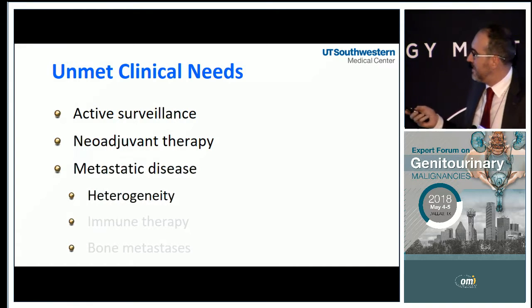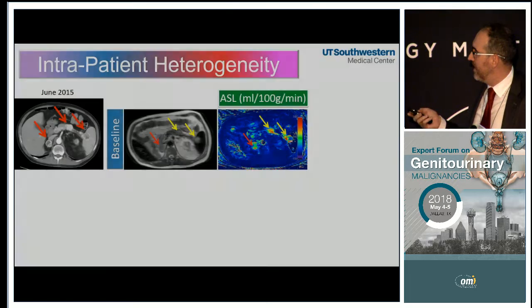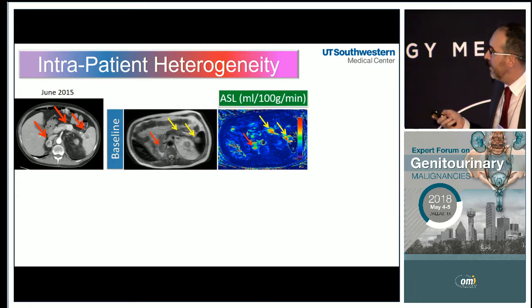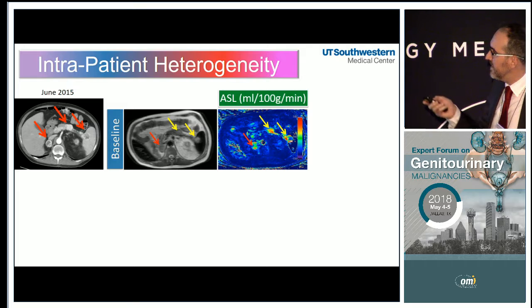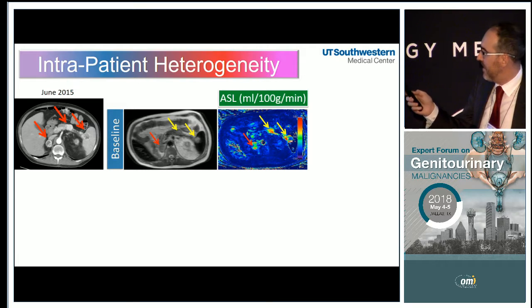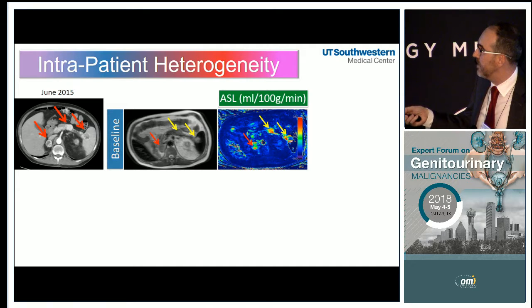Now, what about metastatic disease? How does heterogeneity affect us in characterizing these responses? Well, let me show you an example where maybe we can do better than just measuring tumors. This is a patient with 3 masses, one in the right adrenal gland, one in the pancreas. I don't know if I have a pointer here. Yeah. So one in the adrenal gland, one in the pancreas, and one in the spleen.